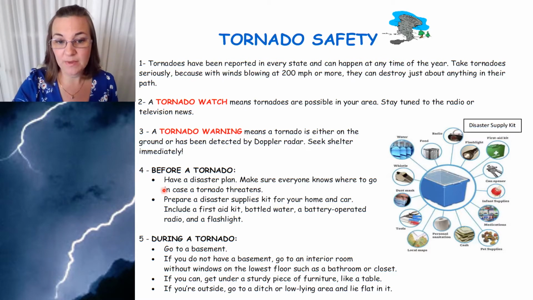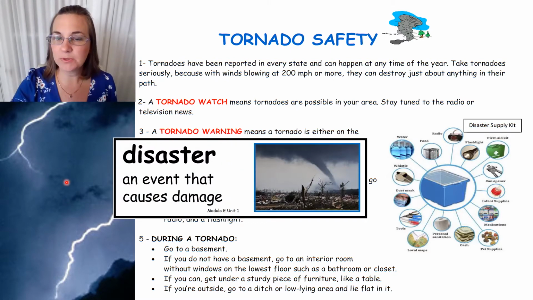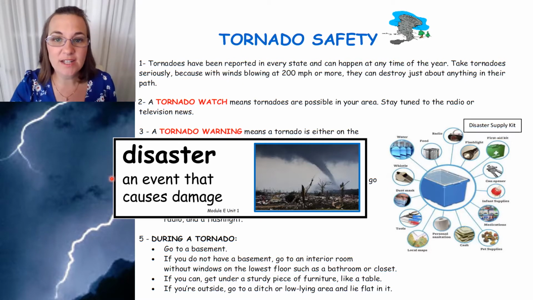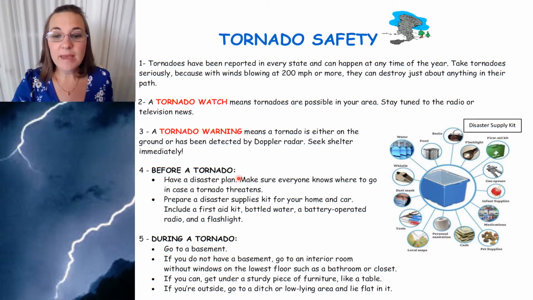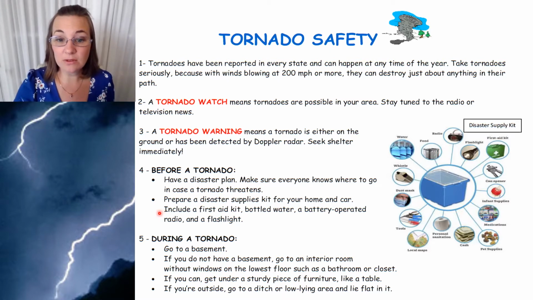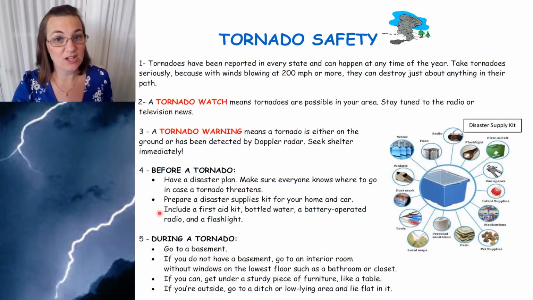Before a tornado, have a disaster plan. Disaster is a word we're going to see a lot when we read about superstorms. Disaster is an event that causes damage. So anything that causes damage can be a disaster. And this author says you need to have a disaster plan, something that you can do if there's an event that causes damage. Let's find out what it means to have a disaster plan. Make sure everyone knows where to go in case a tornado threatens. Prepare a disaster supplies kit for your home and car. Include a first aid kit, bottled water, a battery-operated radio, and a flashlight.